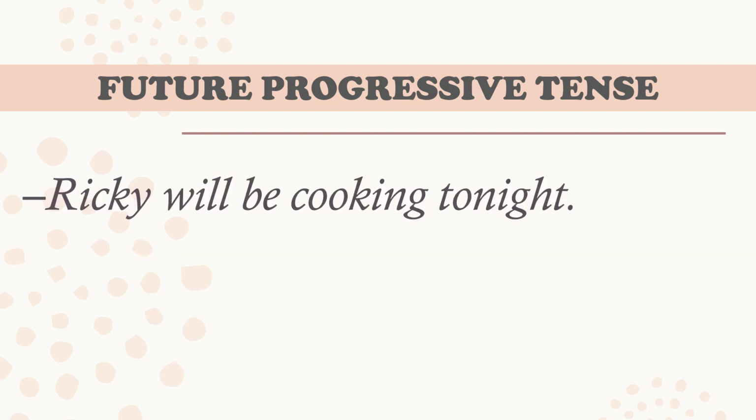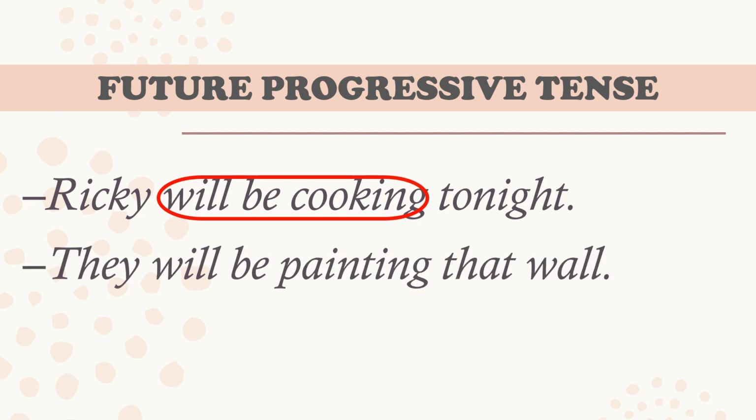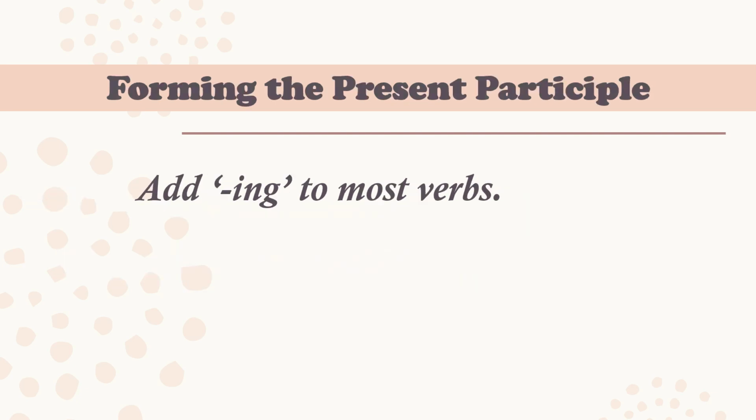Now, let's have the examples. Ricky will be cooking tonight. They will be painting that wall. Now, we are talking about the actions that are in progress and that will happen in the future.